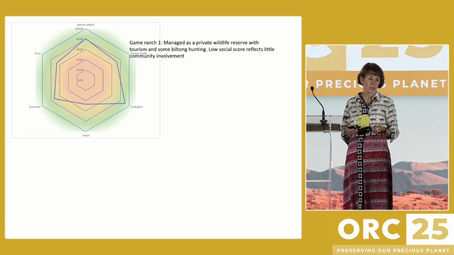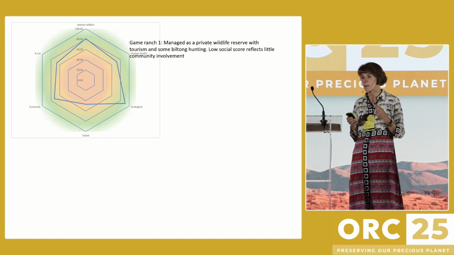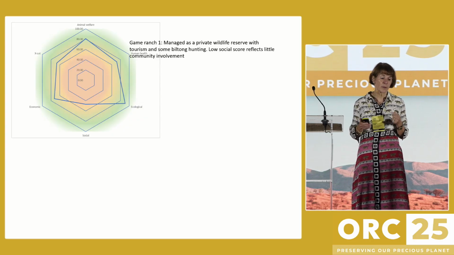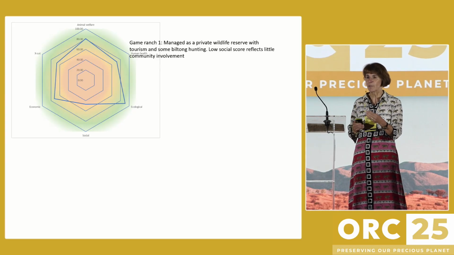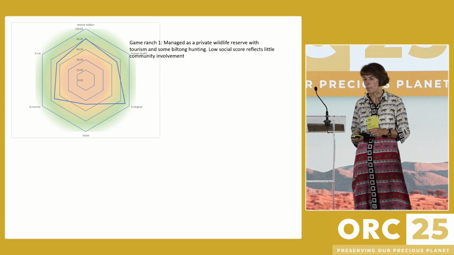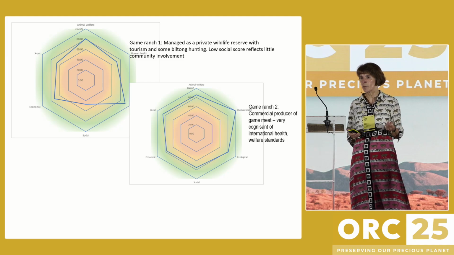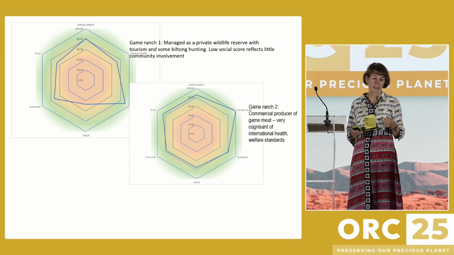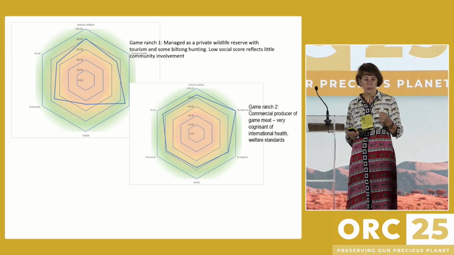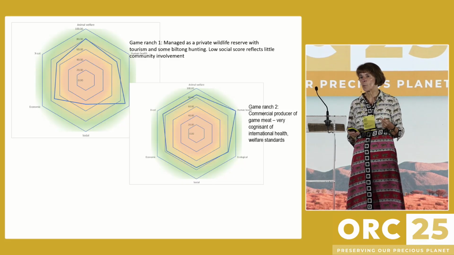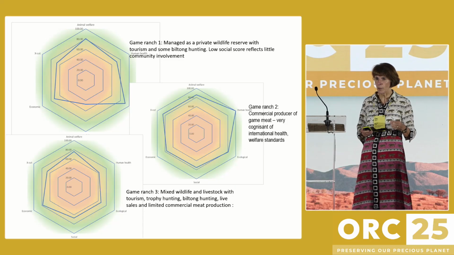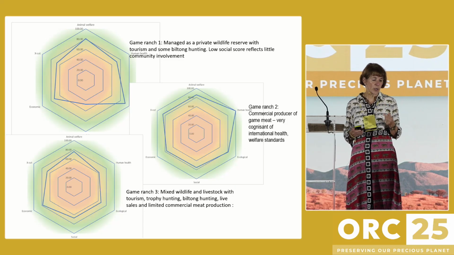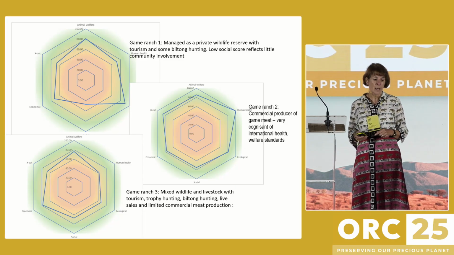This first radar chart comes from one game ranch which was managed as a private wildlife reserve. It scores really highly on ecological sustainability, but not that high on social sustainability because it was a private reserve with very little involvement of local people. The second one was a game ranch which was really focused on producing commercial meat for export and very cognizant of international health and welfare standards, so it scored very highly there. And the third one was a mixed game ranch where they had tourism, biltong hunting, trophy hunting and all sorts, and scored averagely across the board.